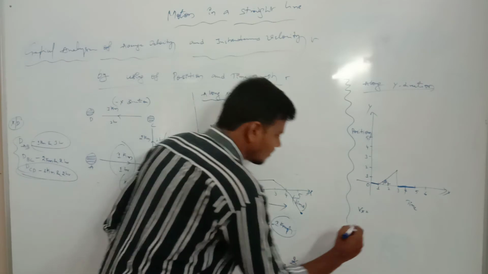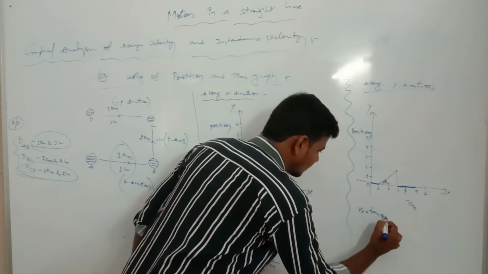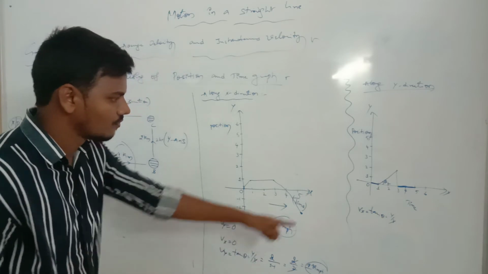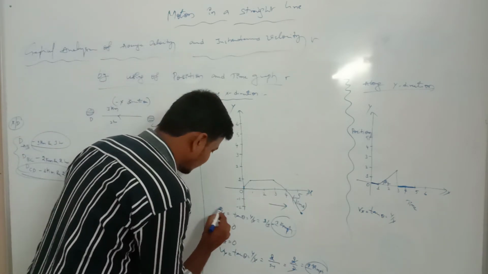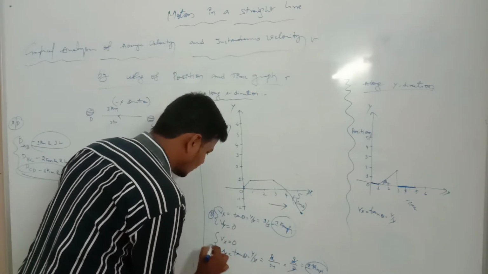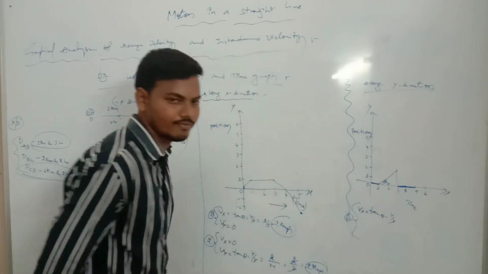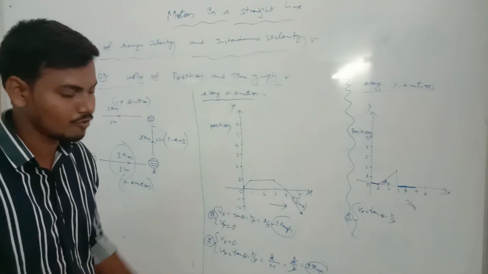Clearly we are observing that Vx is equal to tan theta, which is equal to y by x. Tan theta is equal to y by x. This is the first one. This is the second one. And this is the third one. Vx is equal to tan theta is equal to y by x.